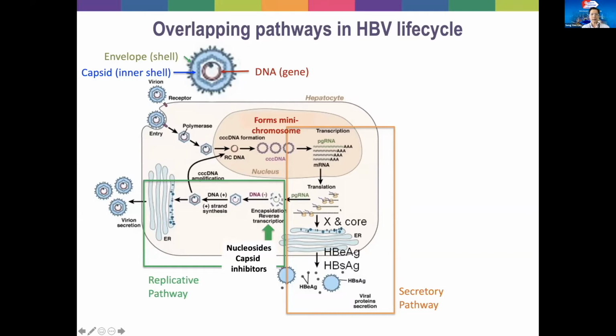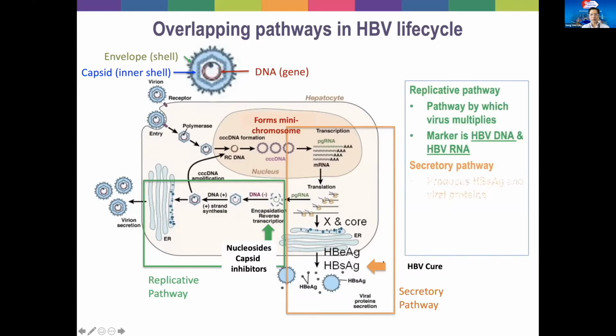Now, what's important is that the drugs I'm going to mention later, the active drugs which we are using today, nucleoside analogues, actually work on the replicative pathway, and capsid inhibitors, which I'll mention later, also act in this pathway. While if we want to cure hepatitis B and remove S antigen, we need to block the secretory pathway or prevent the virus from producing any more proteins. So this is just a simple way to understand how the virus replicates and how the drugs need to work on different pathways in order to be active.